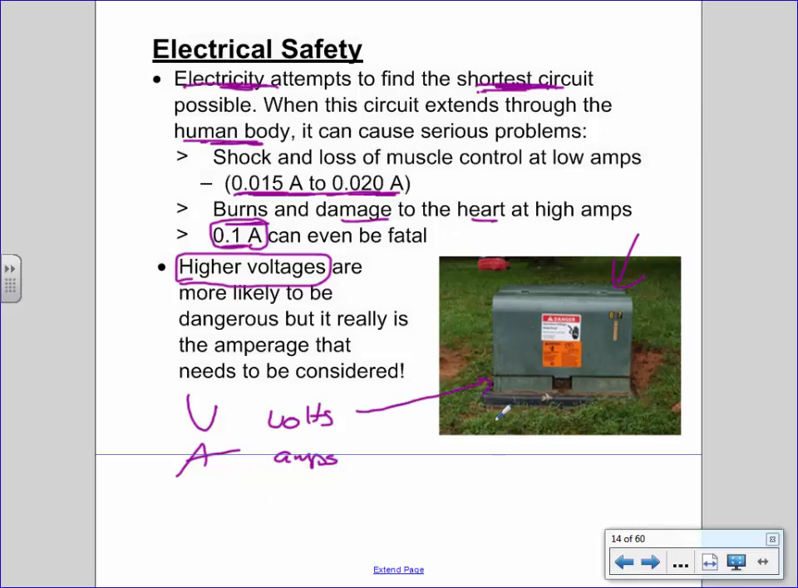Okay. Now, here's the thing. Usually when you have high volts, you also have high amps. But it is actually possible to have a lot of voltage but have low amps and have it be safe. You guys get what I'm saying here? So if you want to know what it actually is that hurts, it's amps. A for amps. That's what's dangerous.